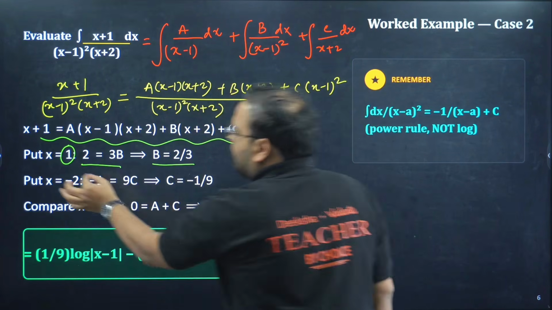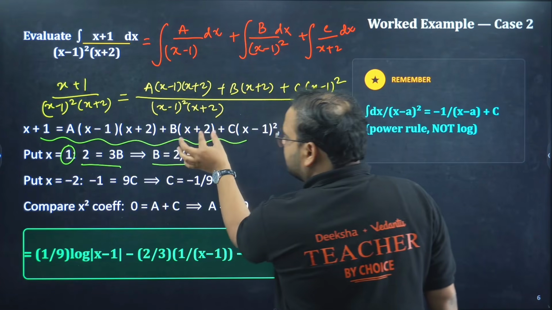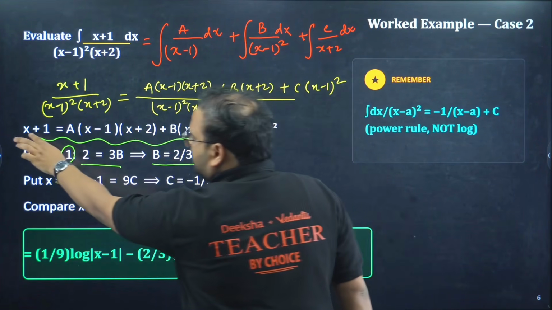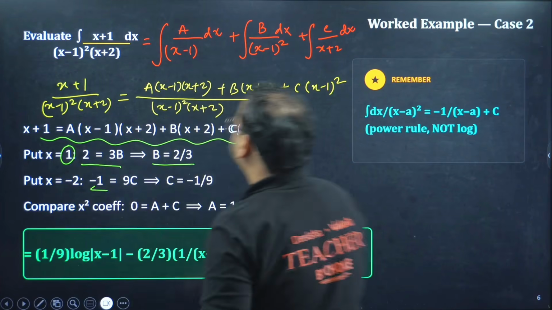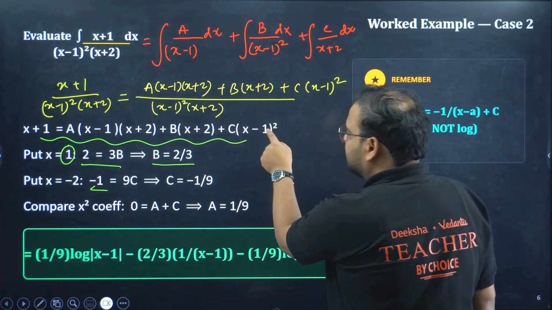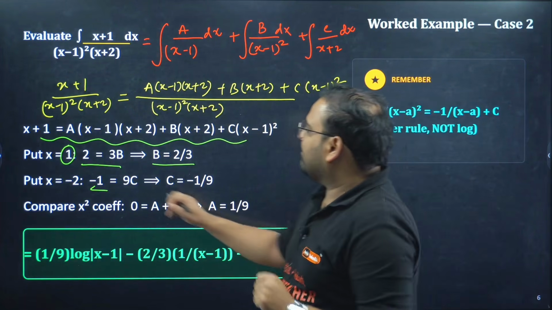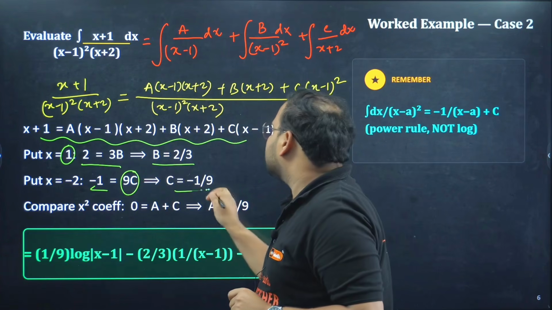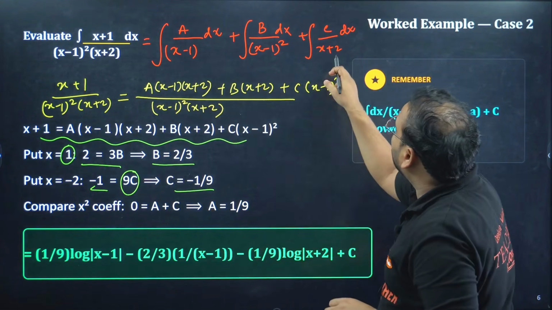Moving on, put x equals to minus 2 now. Okay. When you put minus 2, this will be 0, this will be 0, because here minus 2 plus 2 is 0, here also 0. Here you'll have minus 2 plus 1, that becomes minus 1. Over here you'll have minus 2 minus 1, that is going to be minus 3. Squared up, it will become 9. So you'll have 9c. Divide on that side, it becomes c is minus 1 by 9. Can you see? Minus 1 by 9 log of x plus 2.